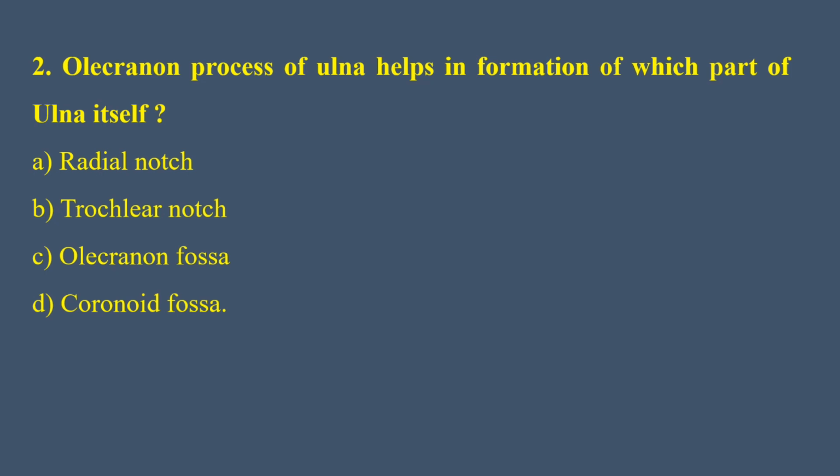Question 2. Olecranon process of ulna helps in formation of which part of ulna itself? A. Radial notch, B. Trochlear notch, C. Olecranon fossa, D. Coronoid fossa. Answer is B. Trochlear notch.